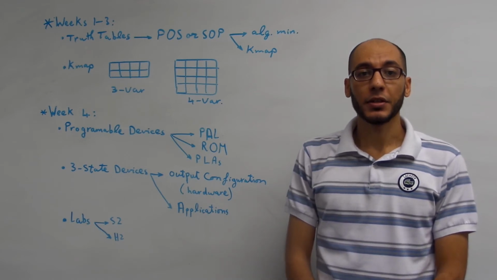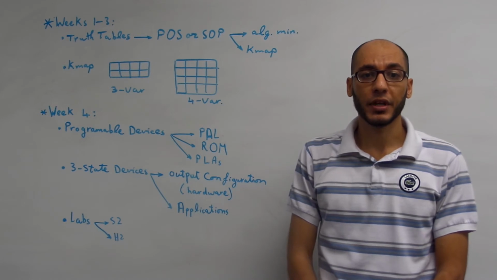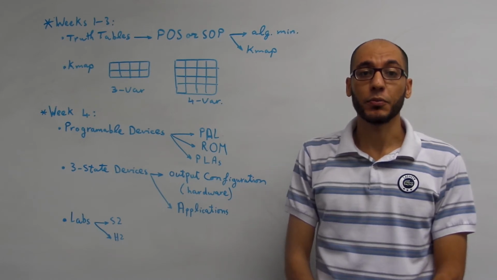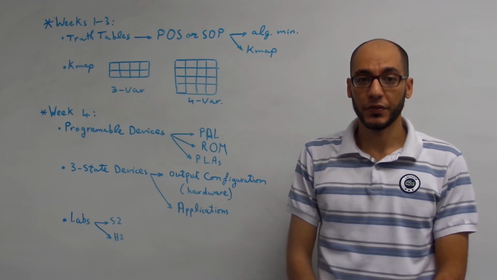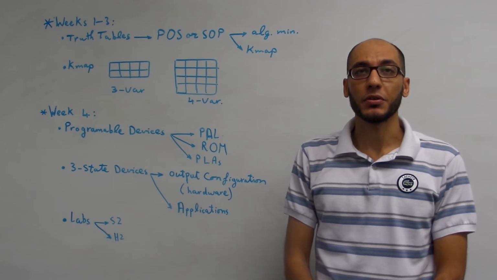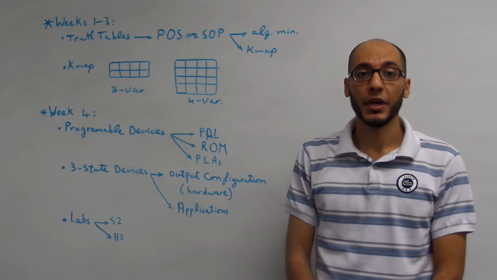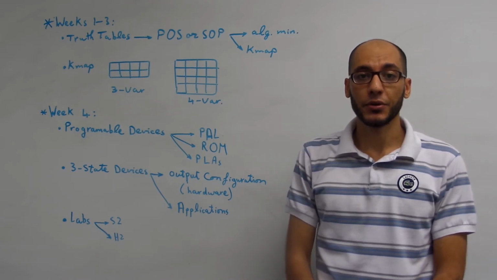And at the end of this week you're going to study a topic that is slightly different from the concept of programmable devices. This topic is called 3-state devices. What are they? They are basically another state that we have in our circuits. We do not have just logic 0 and logic 1. There is another third state, which is the high impedance state.